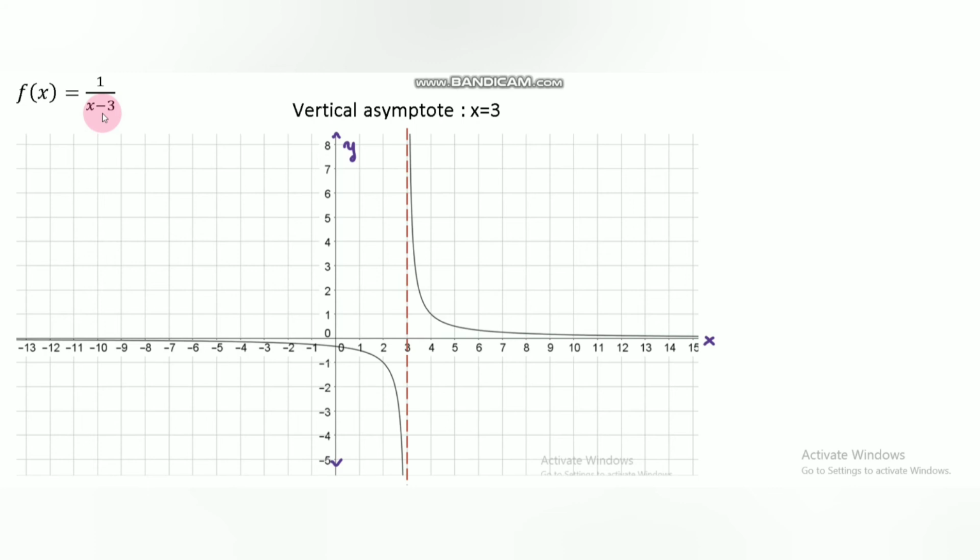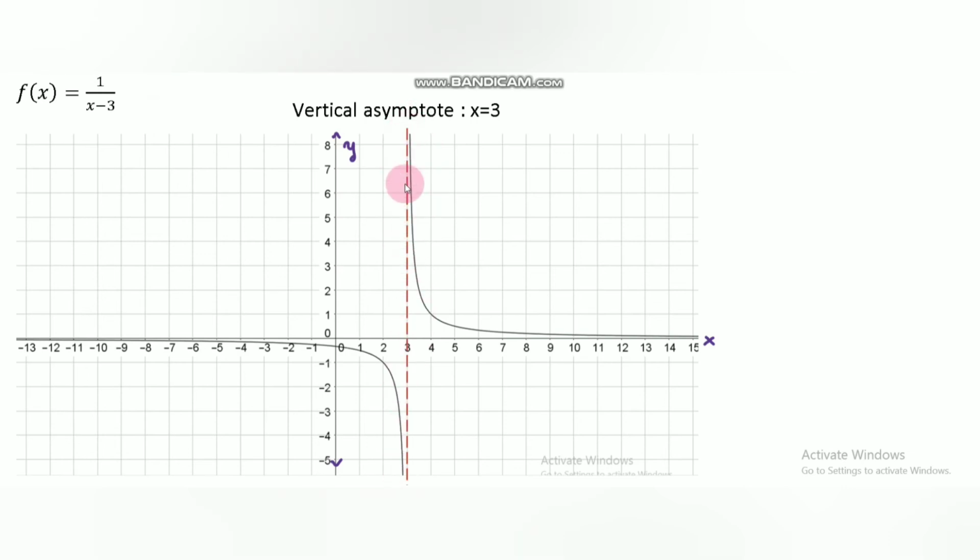But it's not a removable discontinuity since we don't cancel x minus 3. Instead, the x minus 3 stays there, but it is on the denominator. It means it's still one of the discontinuities, but it is not a removable discontinuity. So what kind of discontinuity are we talking about now? It is a vertical asymptote. The vertical asymptote is at x equals 3, the zero of this factor.